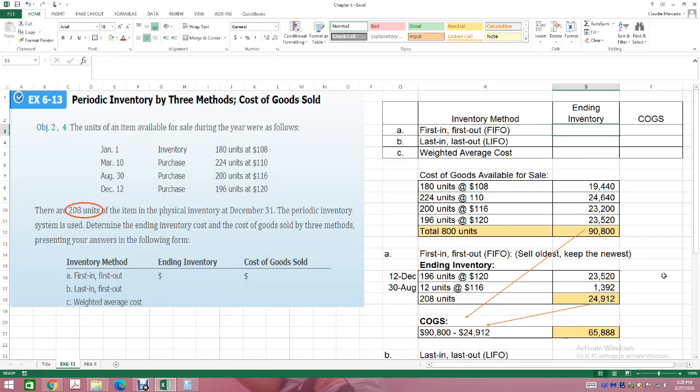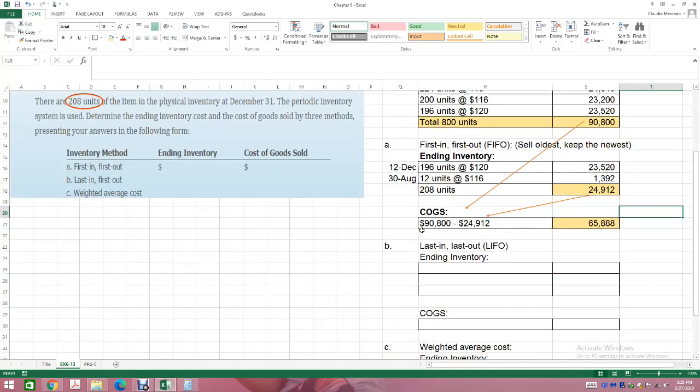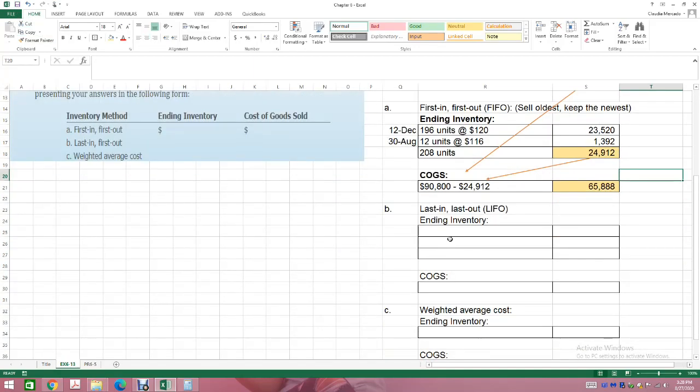Once we do these calculations, we can come up here and fill in the blanks. So my ending inventory is going to be your 24,912. Your cost of goods sold is going to be your 65,888. Okay, so that is the first one. Remember, FIFO: you sell the oldest, you keep the newest.